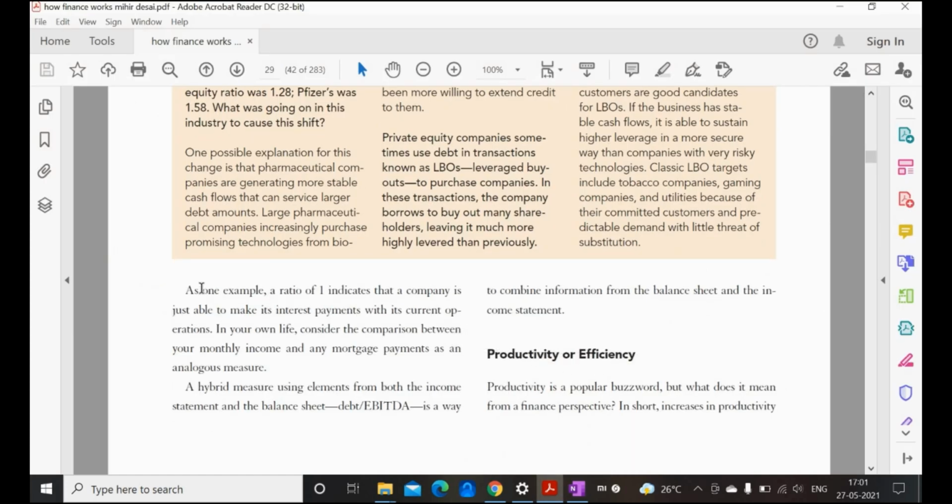Now let's look further. As one example, a ratio of 1 indicates that the company is just able to make its interest payments with its current operations. In your own life, consider the comparison between your monthly income and any mortgage payment as an analogous measure. A hybrid measure using elements from both the income statement and the balance sheet, that is debt by EBITDA, is a way to combine information from the balance sheet and the income statement.